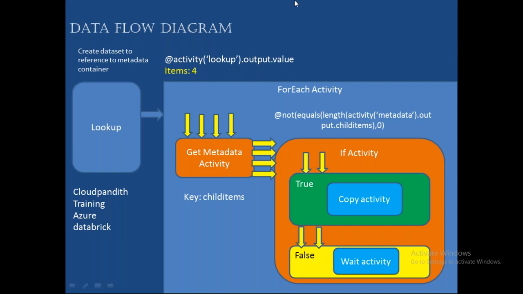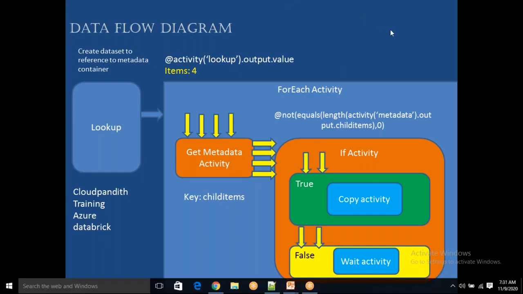But is everybody clear, friends, on what high-level activities we are using? Lookup: this lookup output I will pass to the for each. Inside for each I will have a get metadata. The get metadata output I will pass to the if activity. Inside the if activity I will have two conditions, true and false. If it is true, I will add a copy activity. If it is false, I will use a wait activity. Is it clear to all of you? Can you confirm quickly? Yeah, Murli, tell me.